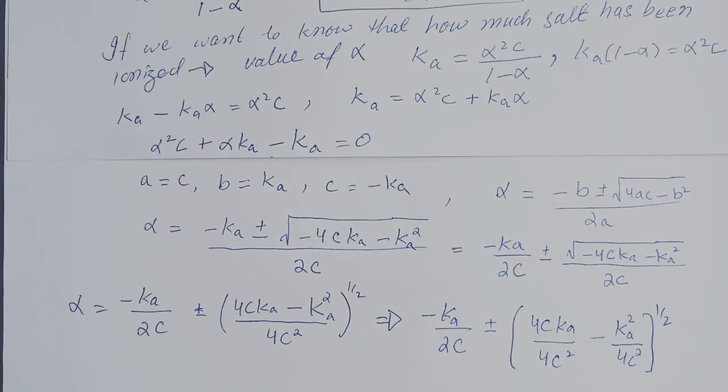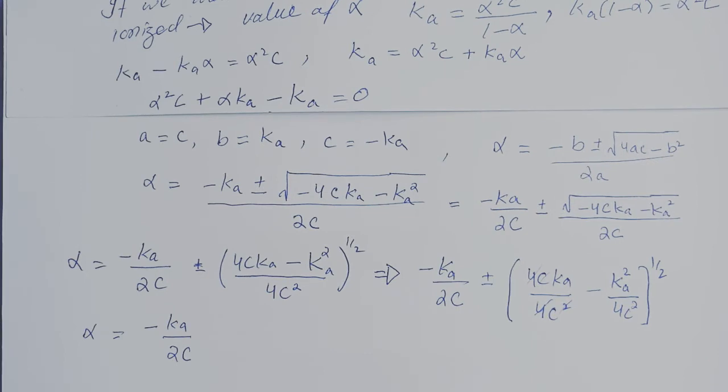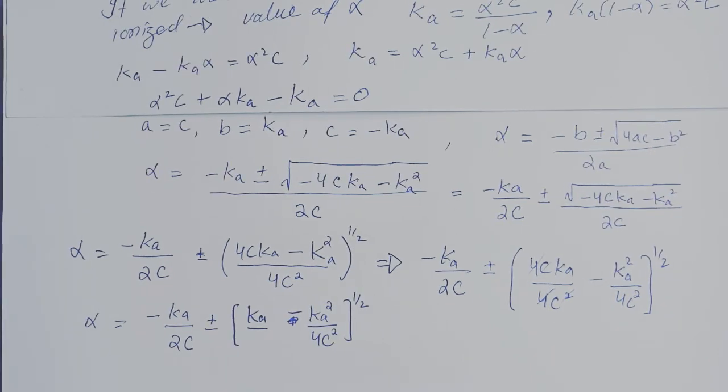Now we get the simplified term, so here the common terms can be cancelled, and this alpha value can be simplified as minus Ka over 2c, where C is the concentration, Ka is the equilibrium constant. So we have a simplified alpha relation that has been derived using the quadratic formula.